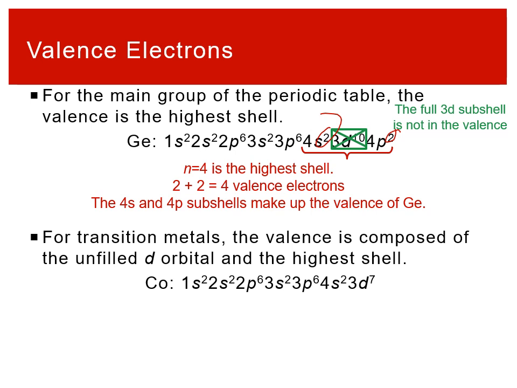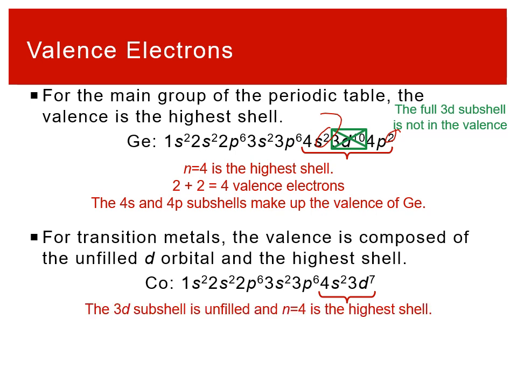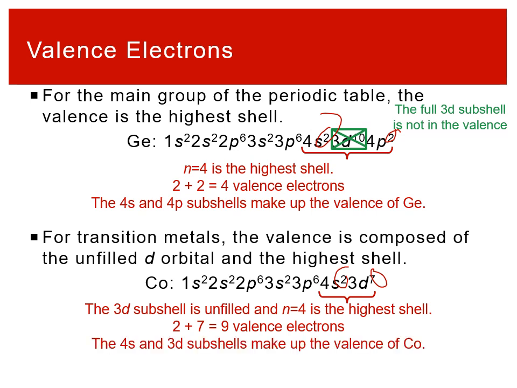We do have some complications when we hit the transition metals. Now you have higher energy subshells and an unfilled d subshell, so those are both going to be in the valence. For cobalt, there is a 3d subshell that is unfilled. It could go up to 10, it only has 7. And n equals 4 is the highest shell. So that tells me I have a total of 9 valence electrons, the 2 plus the 7, and that is the entirety of my valence for cobalt. Again, it is the 4s and 3d subshells that make up the valence of cobalt.